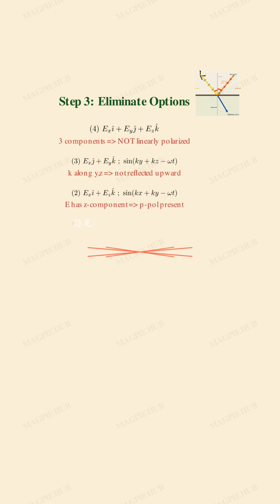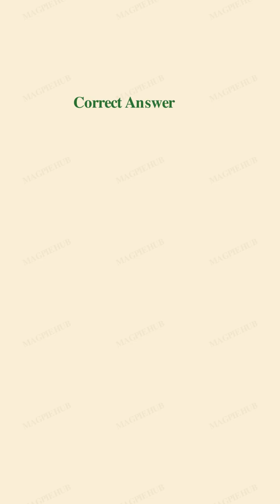Option 2 has E with a z component. Since z is in the plane of incidence, this represents P-polarization, which should be absent in the reflected beam. Eliminated. Option 1 has E in the x and y directions, with propagation described by kx minus kz. The E field is perpendicular to the propagation direction, and the wave travels upward and away from the medium. This is correct. The correct answer is option 1.